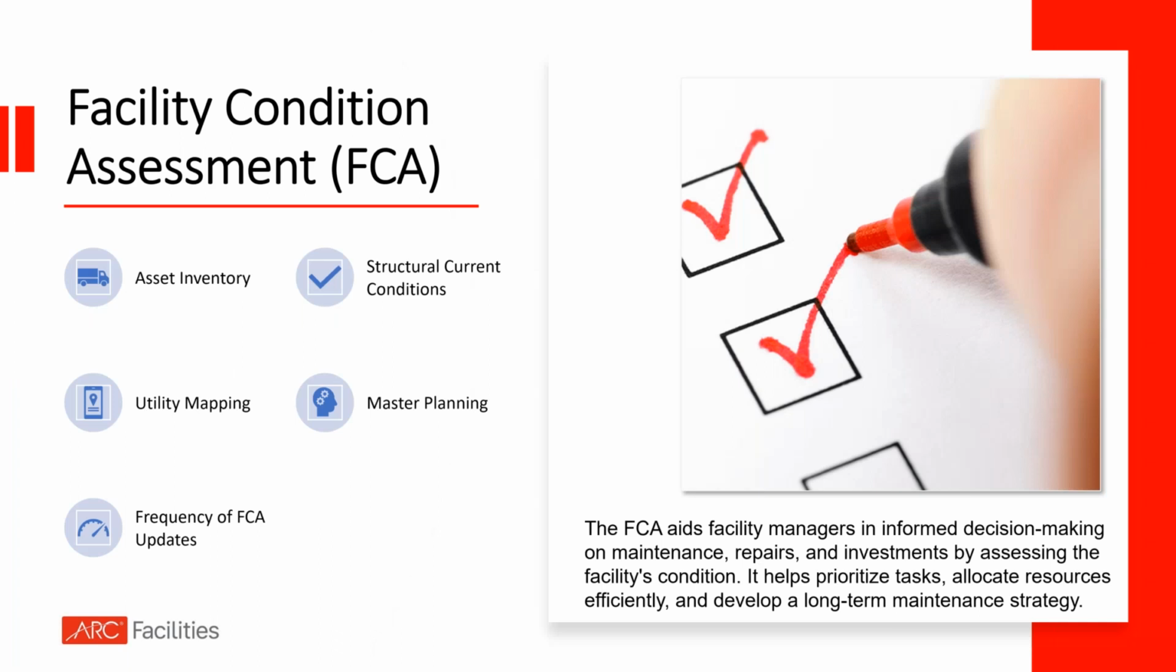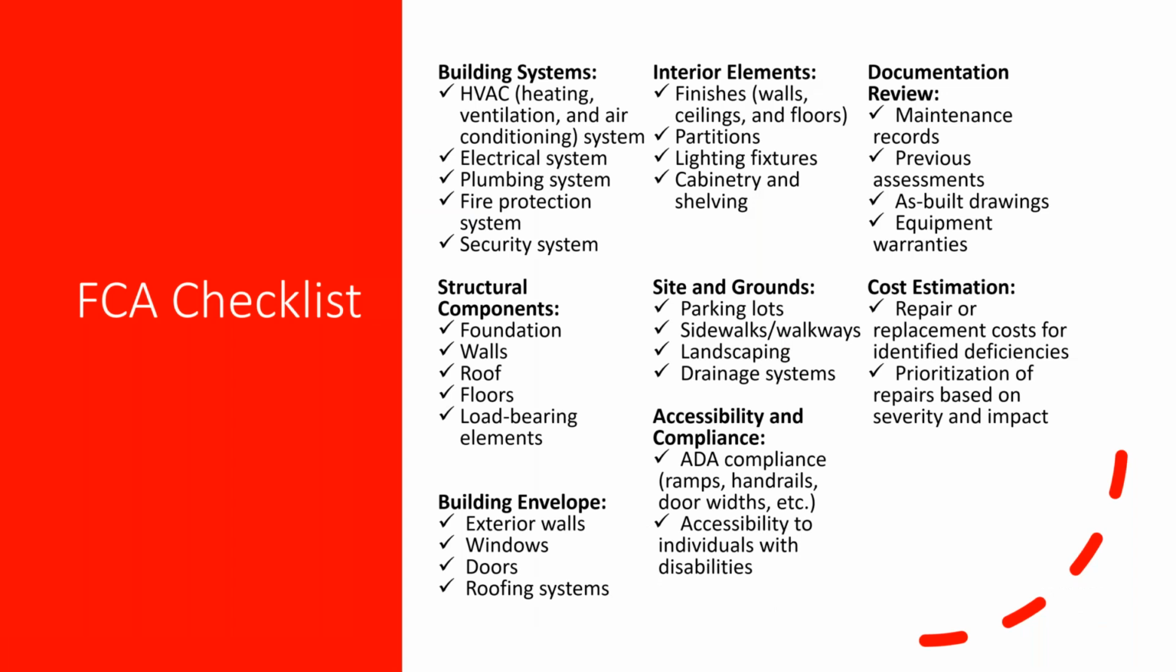So FCAs include an asset inventory, utility mapping, and frequency of FCA updates. How often are you doing an FCA? Remember, an FCA is a snapshot in time. So how often are you revisiting the results of your FCA and making those modifications as you go? It also helps you get an idea of what your structural conditions are, and again, the longer-term master plan. But really, it covers a lot of different things.